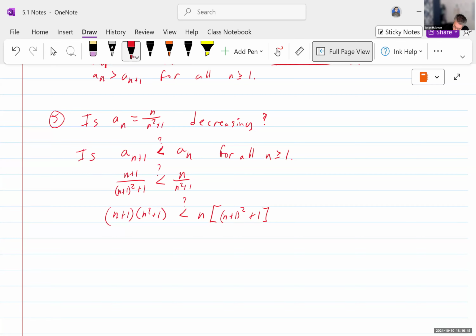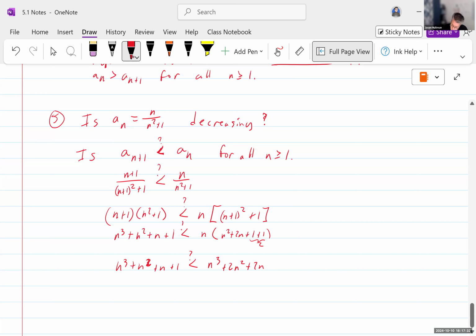Let me distribute this. This is n squared plus n cubed plus n cubed plus n squared plus n plus 1. On that side, is less than n times n squared plus 2n plus 1 plus 1. This plus 1 is a 2, and then I distribute the n. So this is n cubed plus n squared plus n plus 1. Is that less than n cubed plus 2n squared plus 2n?